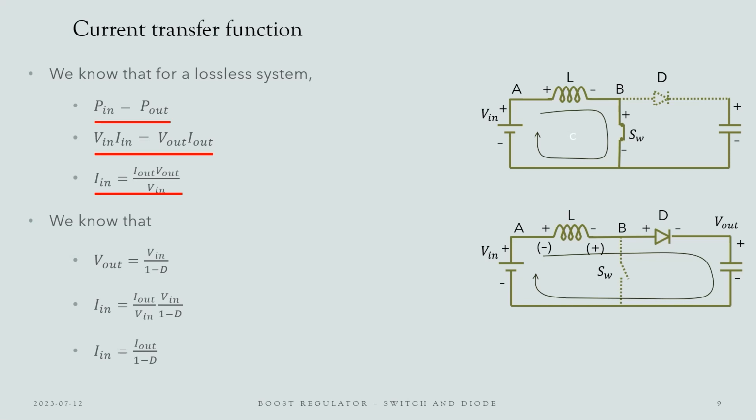Previously, we saw Vout is equal to Vin by 1 minus D. On substituting this in the input current equation, we get Iin is equal to Iout divided by 1 minus D.